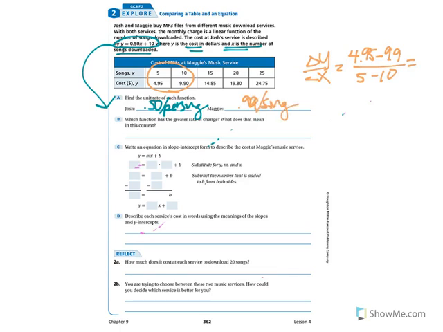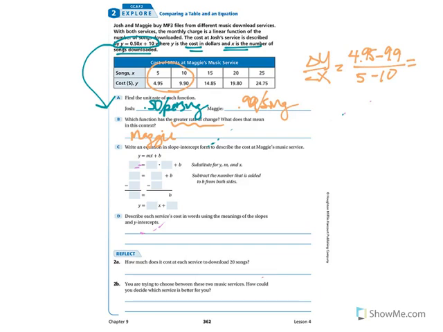So part B says, which function has the greater rate of change? And then what does that mean in the context? Well, the rate of change is your slope. So Maggie has the greater rate of change. Wherever she's downloading her songs from, she's paying more per song.